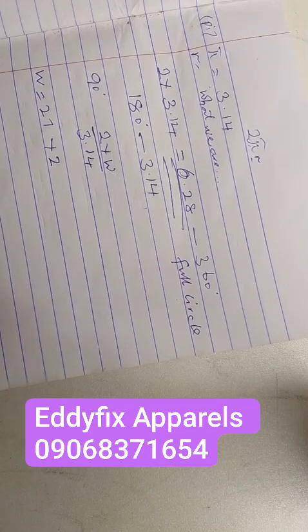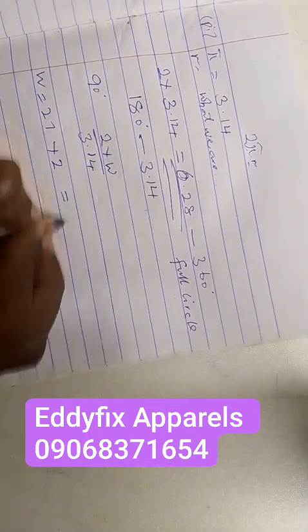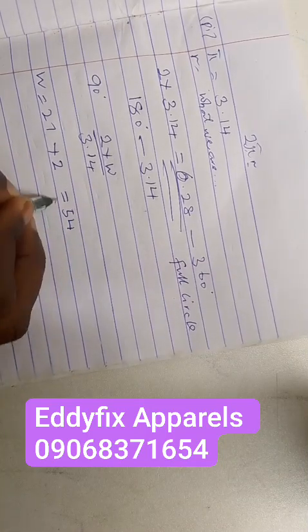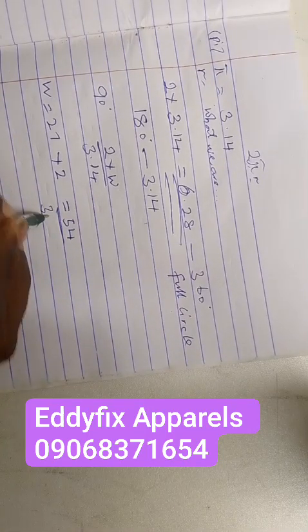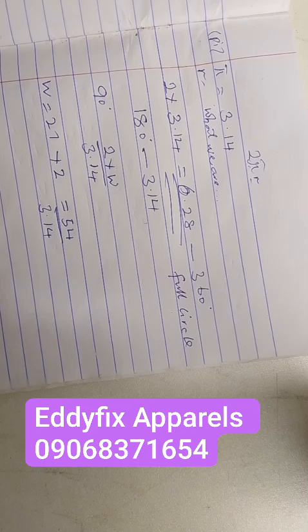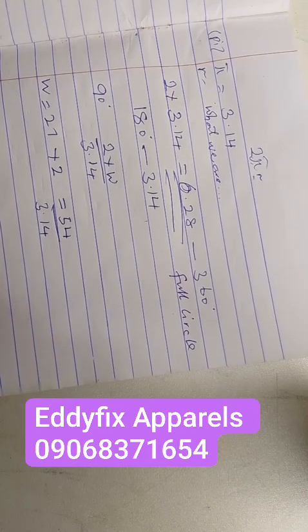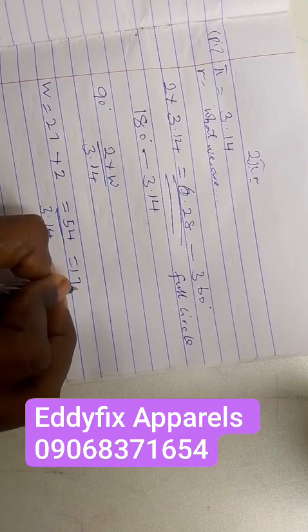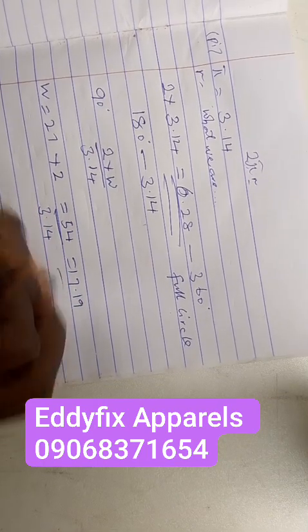So if you say 27 times 2, that will give us 54, right? So 54 divided by 3.14, which is the formula for half a circle, that will give us 17.19.